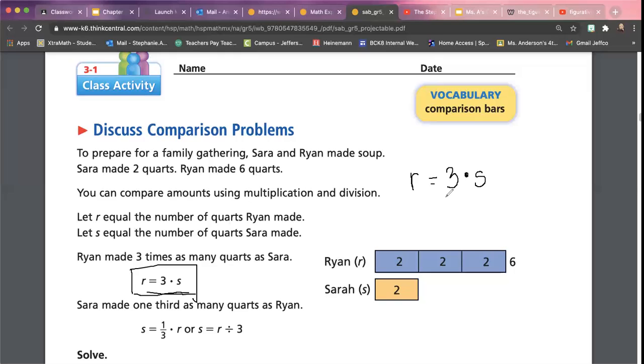It's because Ryan made 6 quarts. Sarah made 2 quarts. Trying to find out the multiplication problem for how much more Ryan made. How much Ryan made using the variable that Sarah had. Exactly. And so if you look at this drawing, you guys, you see Ryan has 3 times as many blue pieces as Sarah, right? Sarah has 1 piece or 1 group of 2, and Ryan has 3 groups of 2.